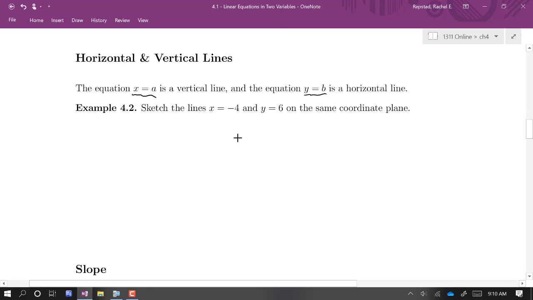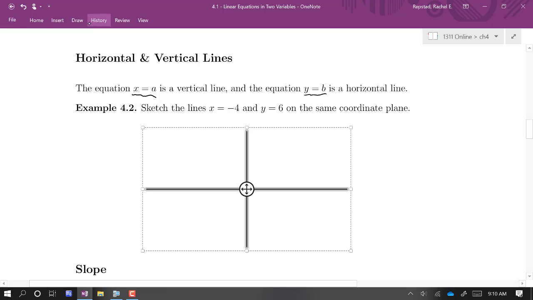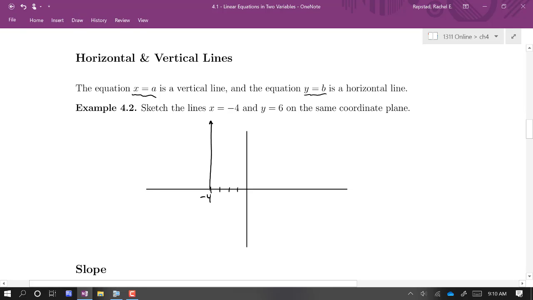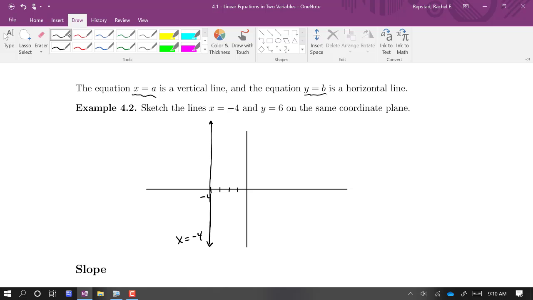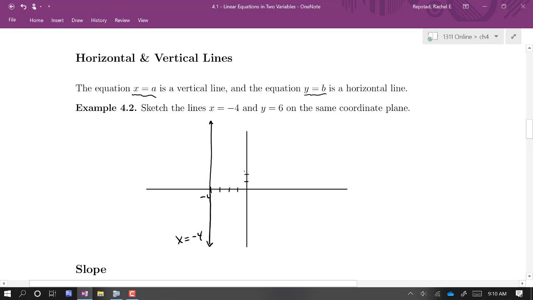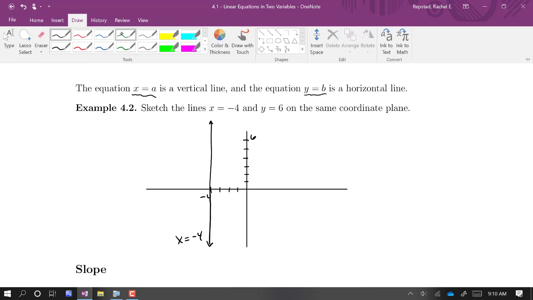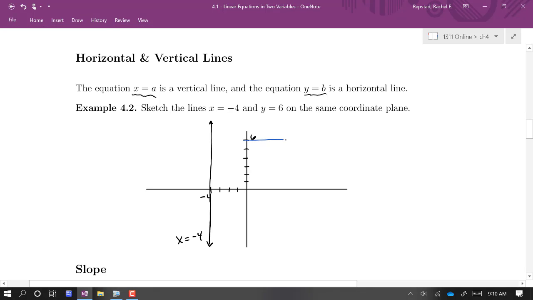Real quick, we can do this example here where it says sketch the lines x equals -4 and y equals 6 on the same coordinate plane. Well, x equals -4 will be this line right here. And y equals 6 will be this line right here, that horizontal line.